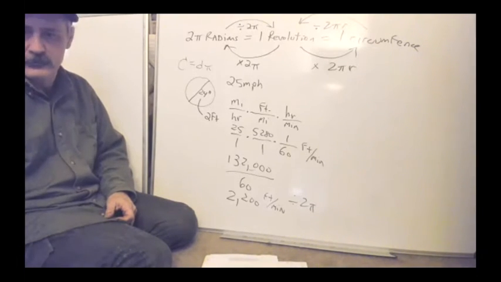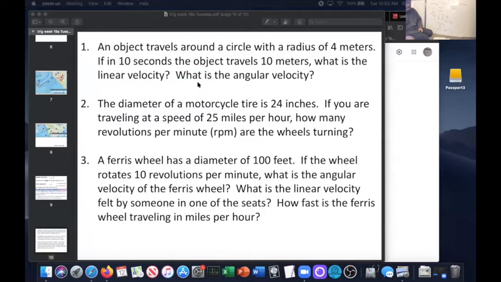All right. So now the last problem, we got this Ferris wheel. Okay, and I just made these numbers up, so the Ferris wheel is probably bigger than the one in Golden Gate Park that they were selling tickets to the people, and I think they stopped that. So we got 100 feet diameter.